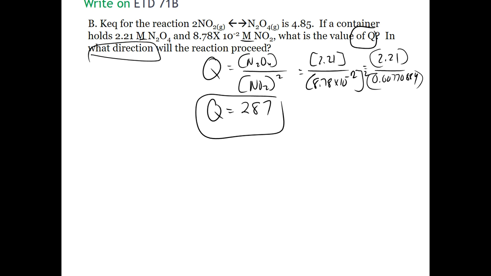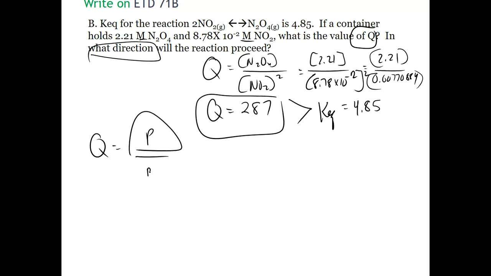Then I got to predict what will happen in the future. How do I do that? I compare it to my KEQ. Well, it tells you the KEQ. At this temperature, the KEQ is 4.85, which is a big number. But 287 is a lot bigger, so that means that Q is larger, which means when I took my picture of this thing, it had a huge pile of products and a little pile of reactants.